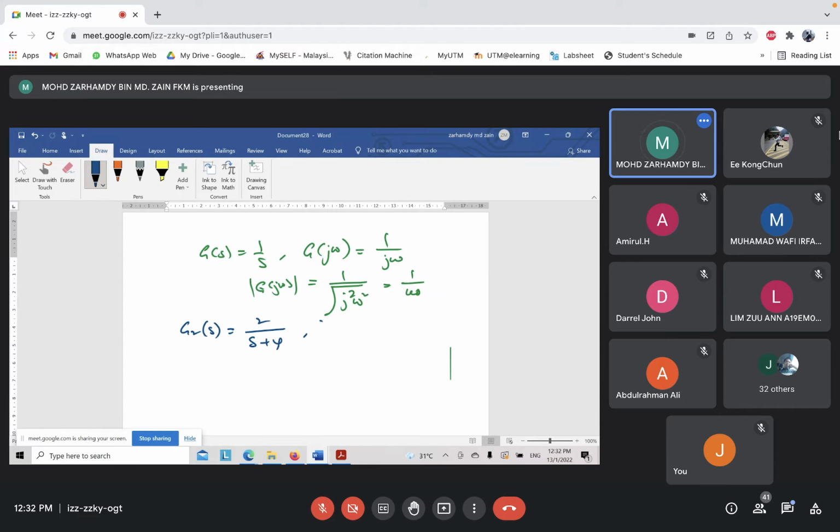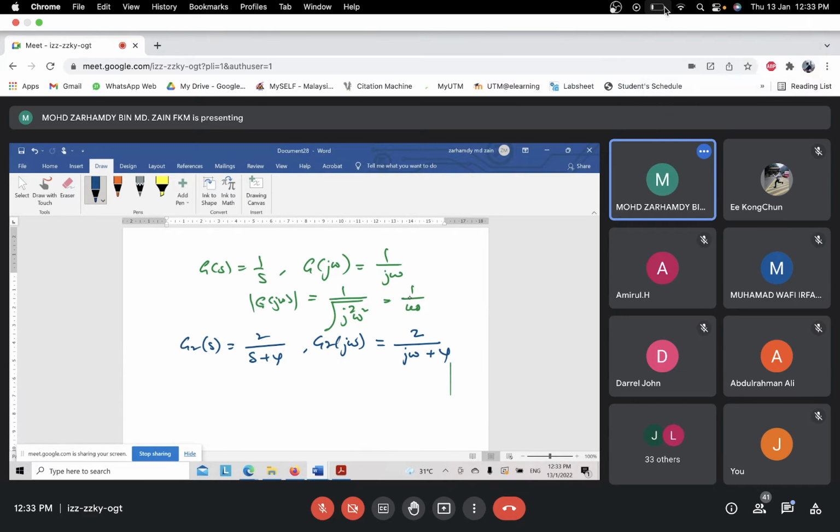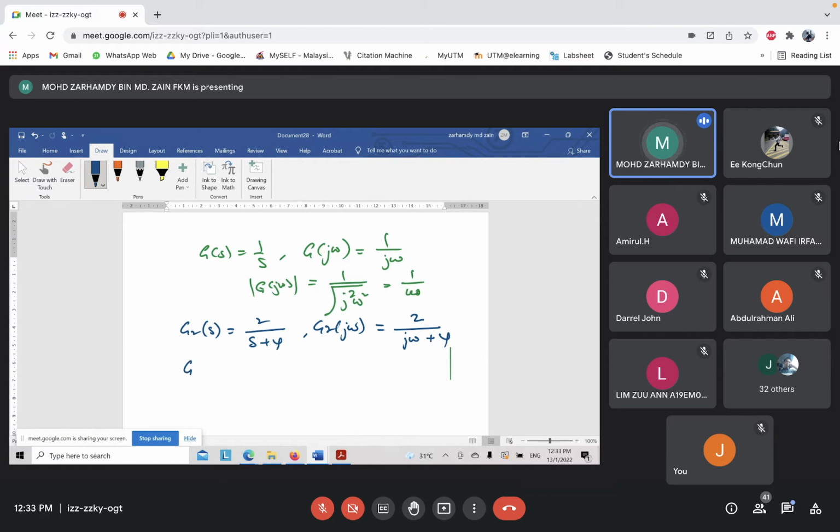So we have G2(j omega), we have 2 over j omega plus 4. Okay, if you don't want to follow the standard of first order system, you have straightforward lah. Sini tak ada masalah, you just straightforward. We have 2 over the square root of omega square plus 16. Atau kalau nak, if you want to follow, it will get like this.